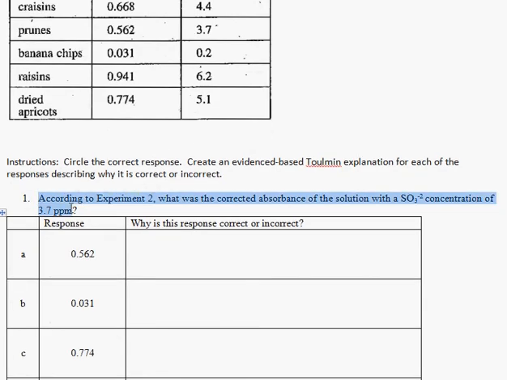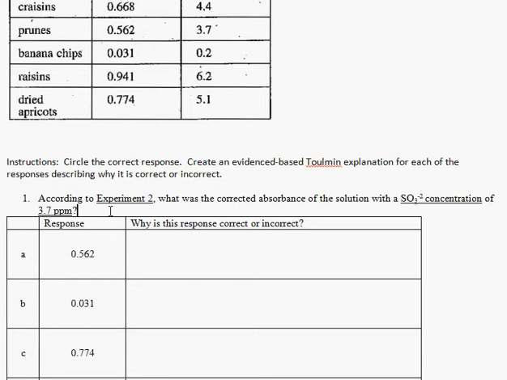According to experiment 2, what was the corrected absorbance of the solution with a SO3 minus 2 concentration of 3.7 ppm? Okay, so what's important about this? Well, experiment 2, that's pretty important, I agree. What else? SO3 minus 2 concentration is probably also another important piece of information. And numbers, 3.7 ppm.